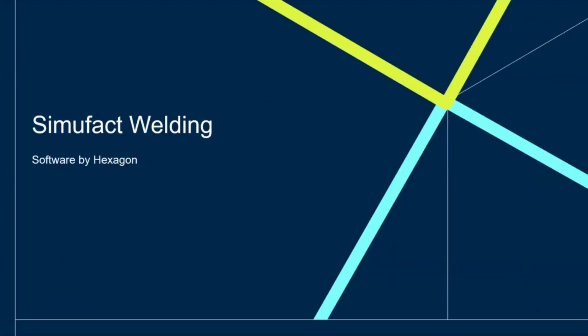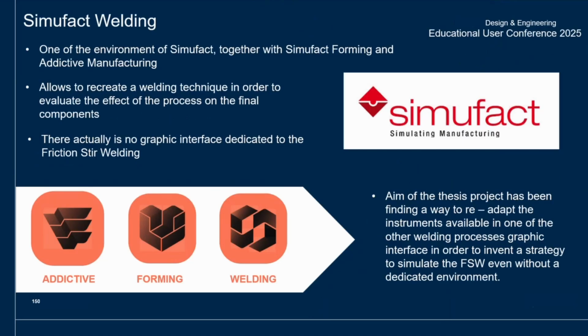As I mentioned in the introduction, the software that I used to reproduce the friction stir welding process has been Simufact Welding by Hexagon. So in the next slide, I'll try to summarize what are currently the main characteristics of this product. Simufact Welding is one of the digital environments of the software Simufact, together with Simufact Forming and Simufact Additive Manufacturing. The software has been made to allow the digital reproduction of different material assembly and working processes in order to estimate their effect on the final product before physically producing the components.